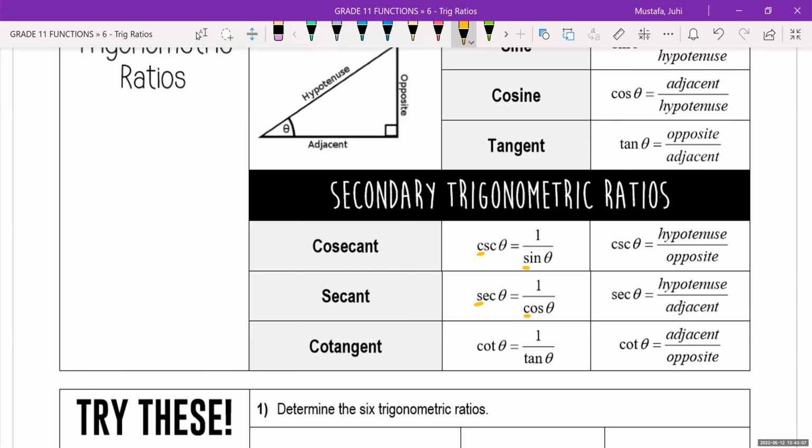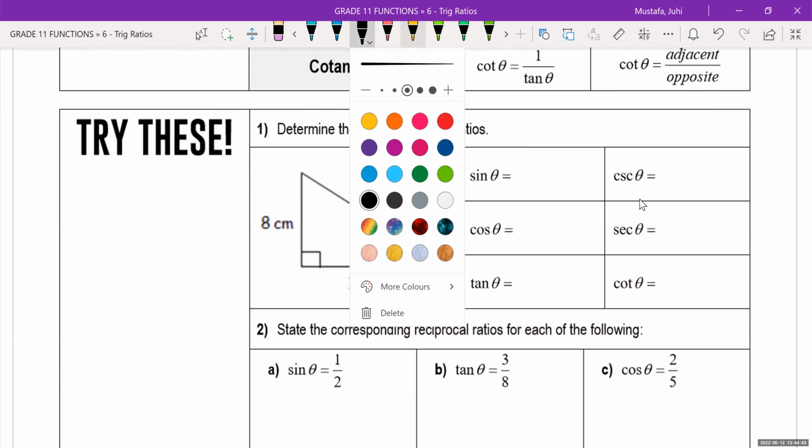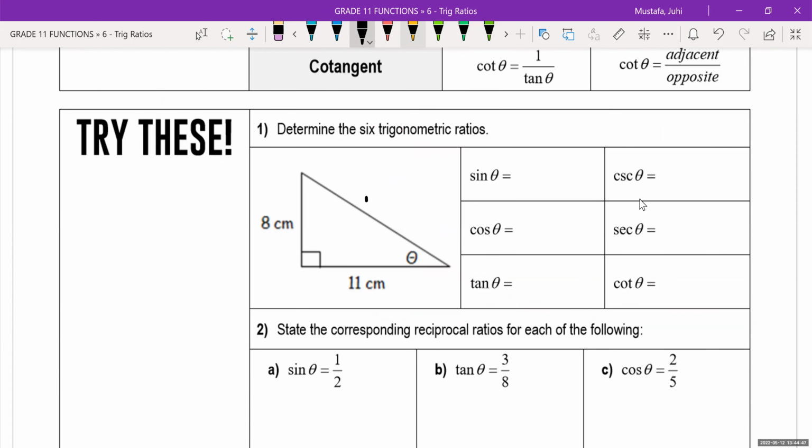Okay, so how exactly are we going to do the calculations for these? Let's take a look at this triangle. By the way, if you were to calculate the hypotenuse using the Pythagorean theorem, it would just be 13.6 centimeters. So instead of taking the time to calculate that, I'll just let you know it's 13.6 centimeters.